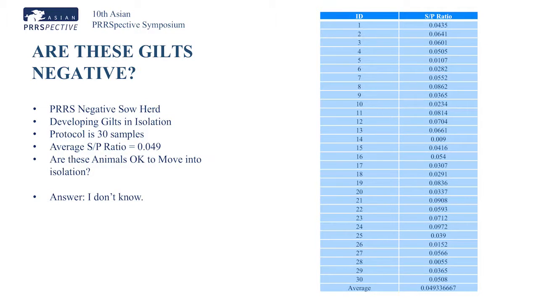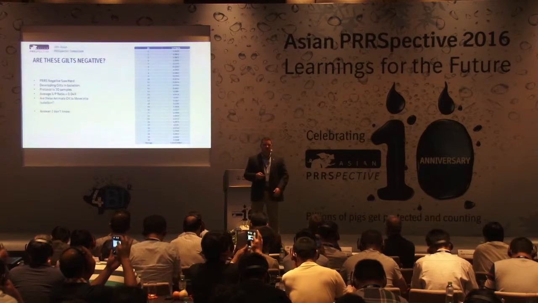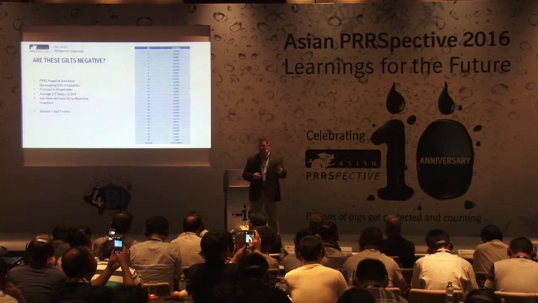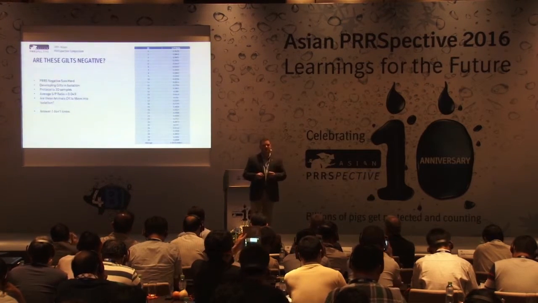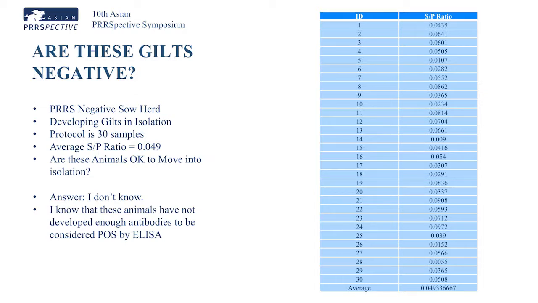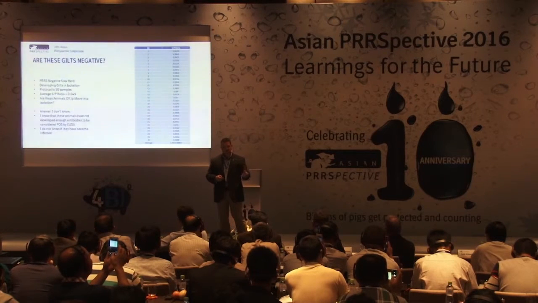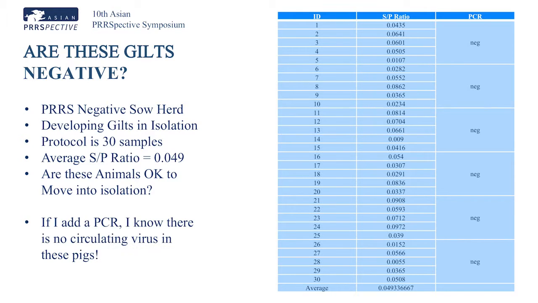The answer to that question is, I don't know. I know that 7 days or longer in the past, these animals did not have PRRS, but from 7 days ago until the time I took this sample, I'm not sure what happened. There could have been a PRRS virus that got in there that I can't detect by serology. So really what we need to do is add another test. Serology is a useful tool, but we need to add a PCR to be confident as to what's going on.